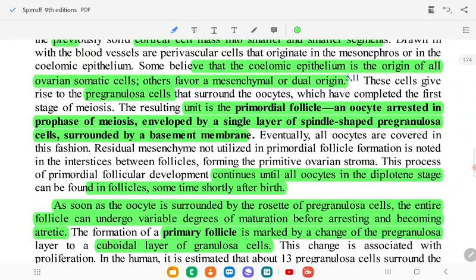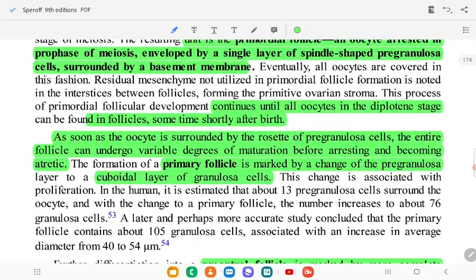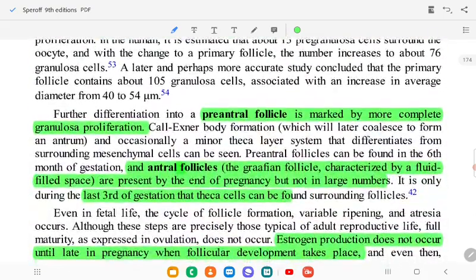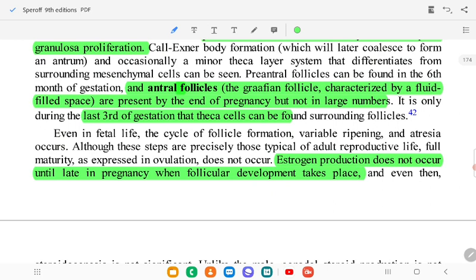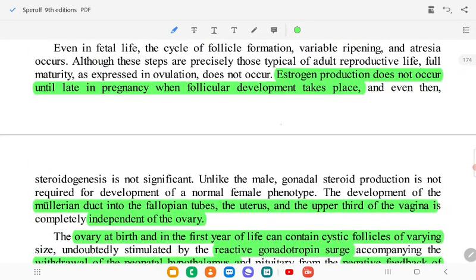The primordial follicle is arrested at the diplotene stage of meiosis, followed by a single layer of spindle-shaped granulosa cells surrounded by a basement membrane. Then come the primary follicle, preantral and antral follicles, and the graafian follicle with fluid-filled antrum. Estrogen production does not occur until late pregnancy follicle development.